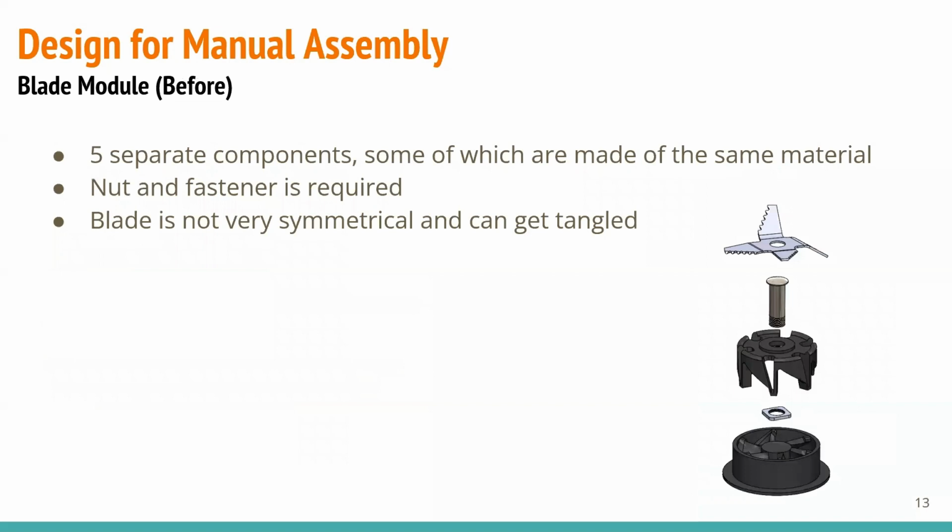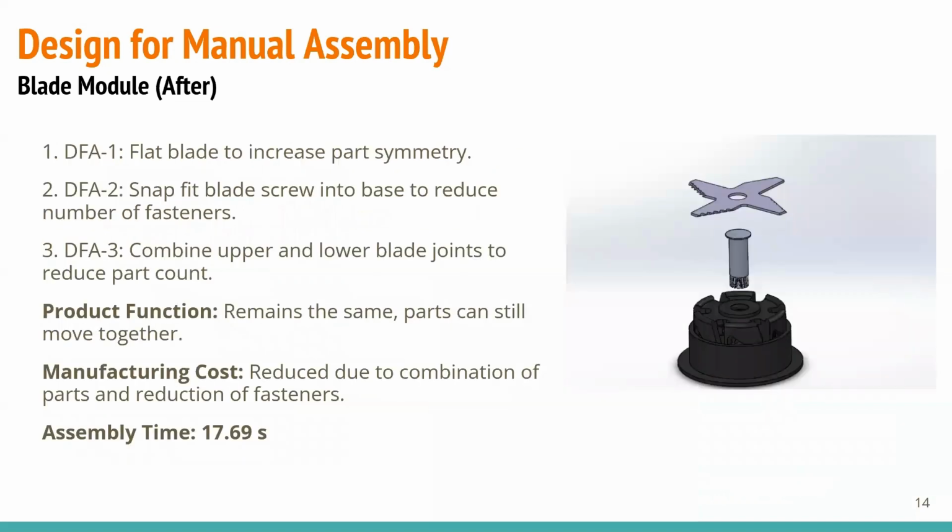The blade module is a good candidate for redesign because it consists of 5 separate components, which increases assembly time. The redesign of the blade module flattens the blade in order to increase its symmetry. It utilizes a snap fit to reduce the number of fasteners and combines the upper and lower blade joints in order to reduce the overall part count. This allows for the function of the component to remain intact while reducing the manufacturing cost and assembly time.